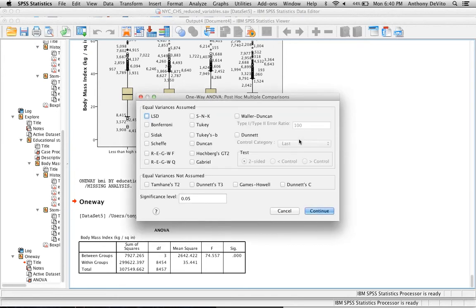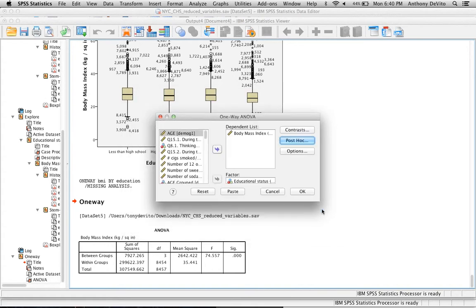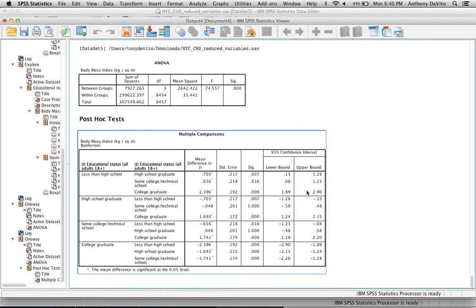Okay, so I'm going to hit post hoc test, and I'm going to choose one of the more popular ones, Bonferroni or Tukey. I'll choose Bonferroni. I'm going to click continue and OK. It does the analysis again, except this time it analyzes each group relative to the others. What I'm looking for is a significance that's less than 0.05. So this is less than 0.05. So for less than a high school diploma and high school graduates, there's a significant difference in BMI. Less than high school versus some college is also true. Less than high school and college is also true. So I can tell that between less than high school versus all three of these groups, there's a significant difference.